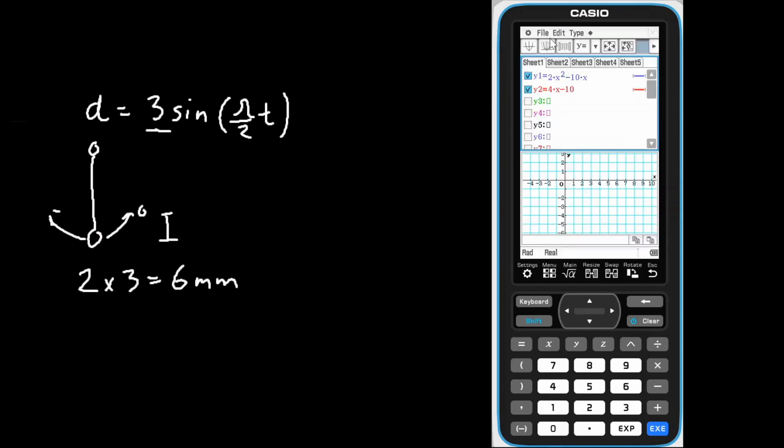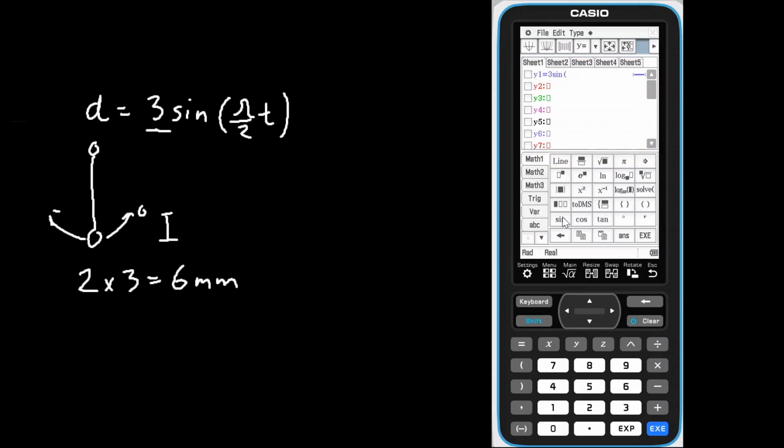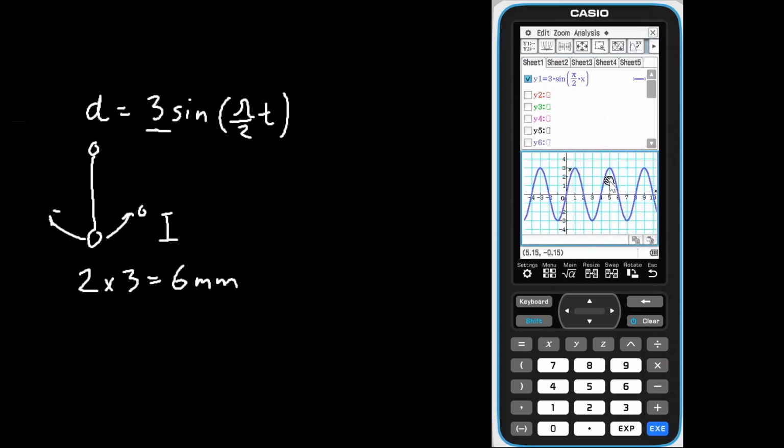So we go to graph and table. I'll clear all my other work. Because it's pi, you need to make sure that you're in radians. So I'm in radians now, it's all safe. So 3 sine, and then I'll bring up my keyboard to get pi, wherever it may be hiding. There we go. Pi divided by 2 times by x. Then I will plot this one. We can see that the pendulum goes up to 3 and then down to 3. So that's why I need to times that value by 3 to get 6. So there's a distance of 6 millimeters there. Cool. That's the first part done.